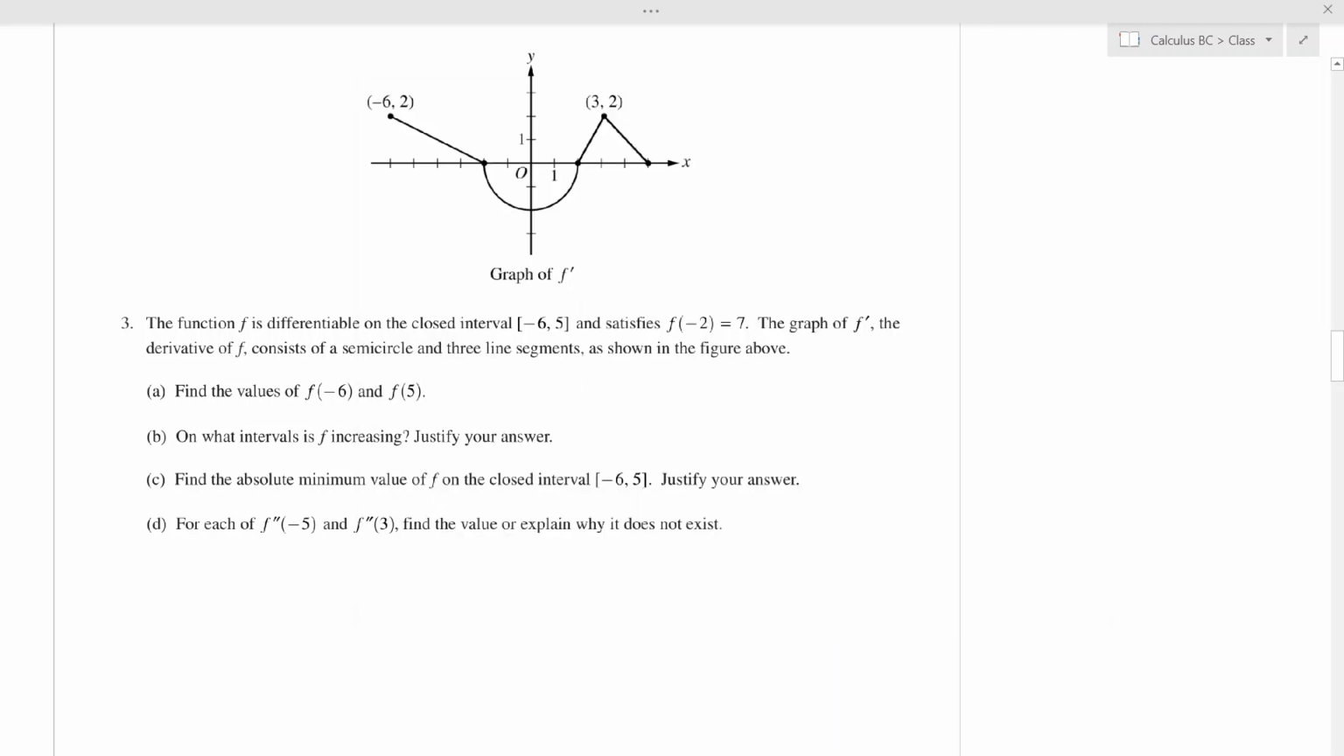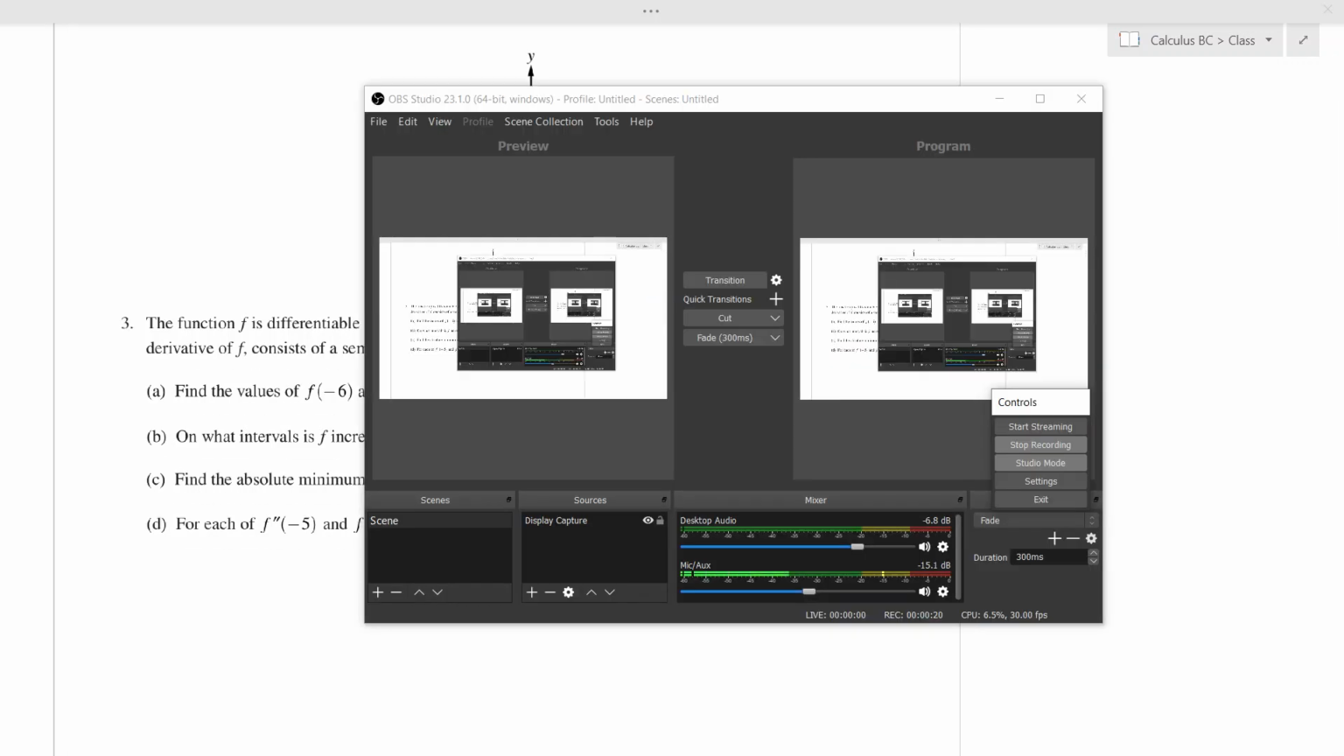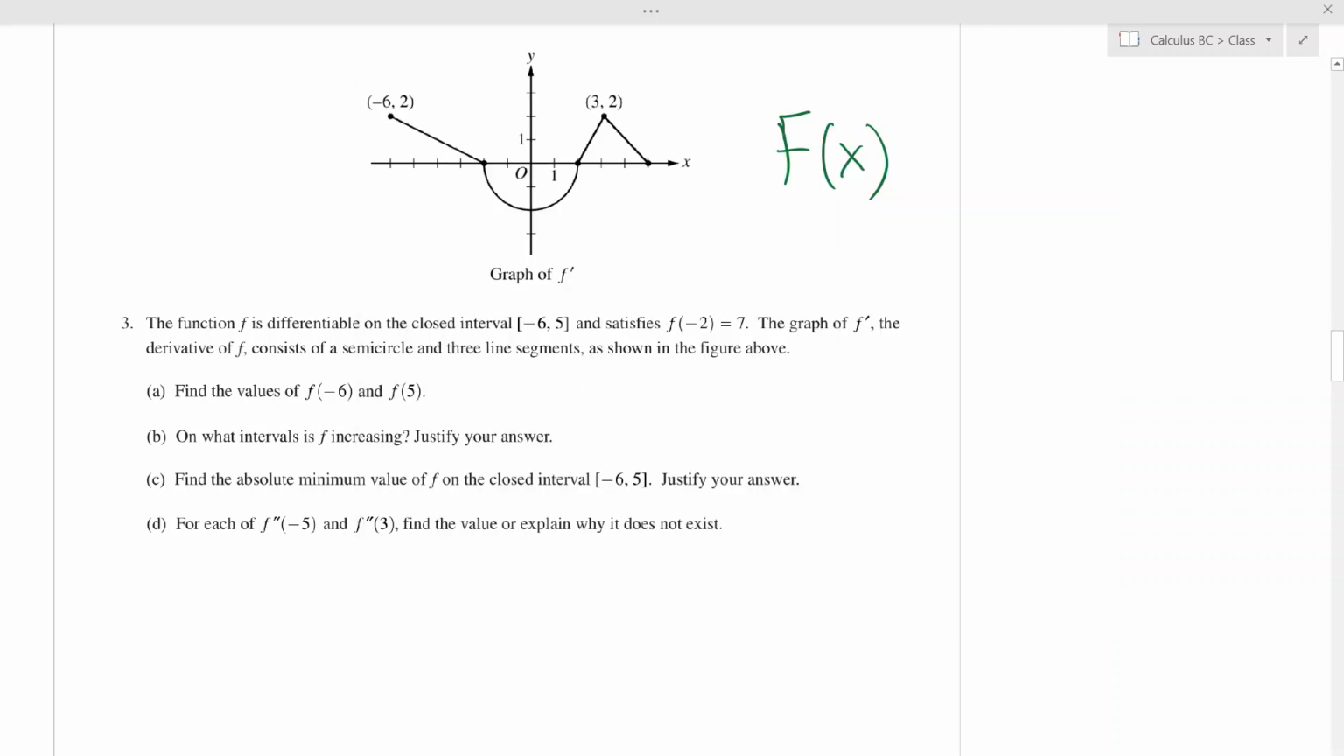Okay, so I think I did this with Calc AB. f of negative 2 is 7. The graph of f prime, the derivative of f, consists of a semicircle with 3 line segments. They're giving us this point, remember, and they're giving me the derivative, which means I can find any other value of f, because f of x has to equal 7 plus the integral from negative 2 to x of that derivative. And the integral of that derivative is going to be the area under that curve, right?